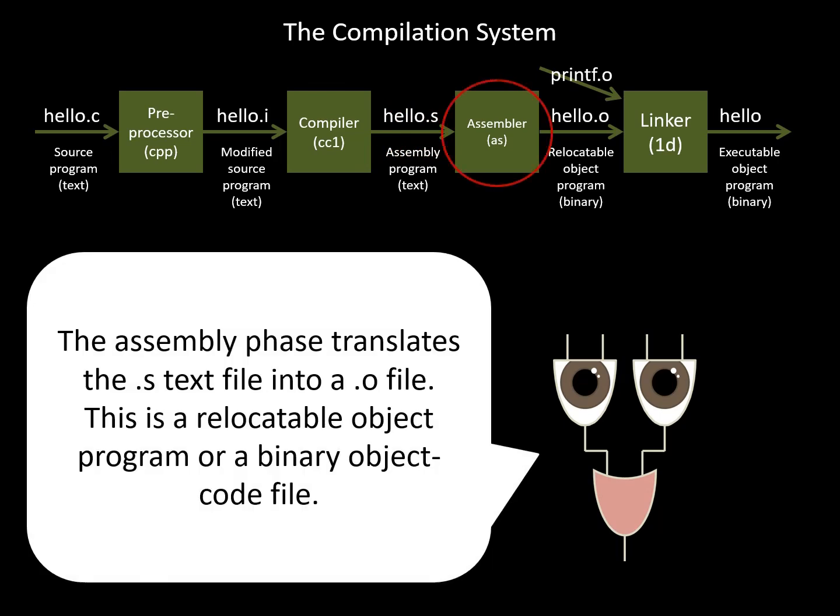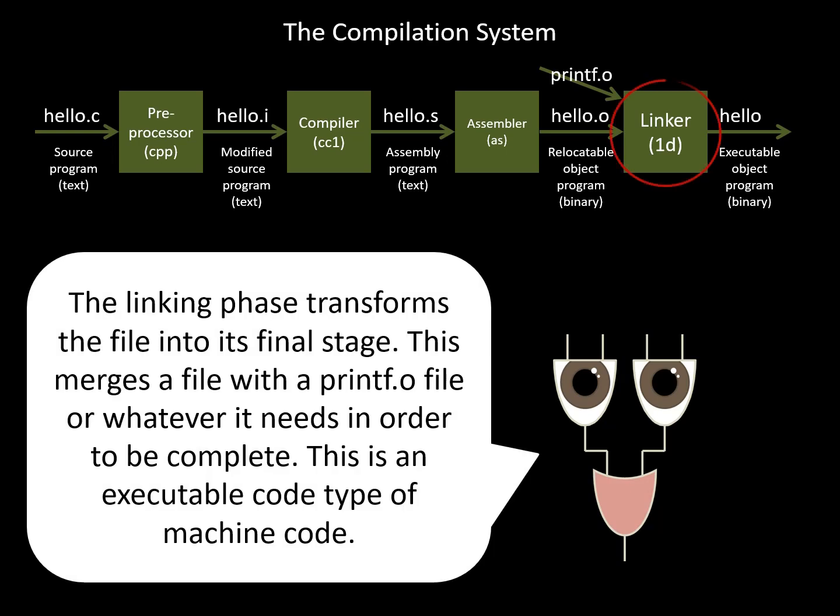The assembly phase translates the .s text file into a .o file. This is a relocatable object program or a binary object code file. The linking phase transforms the file into its final stage. This merges a file with a printf.o file or whatever it needs in order to be complete. This is an executable code type of machine code.